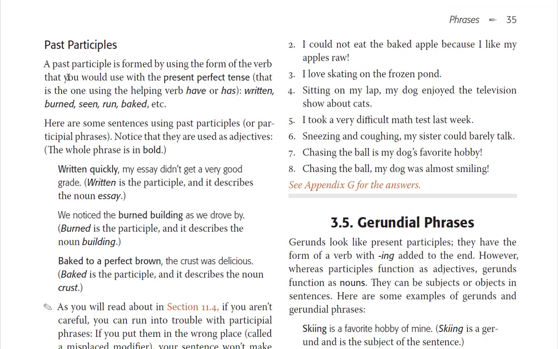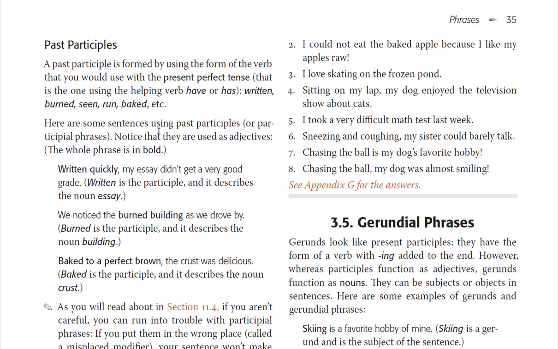Past participle. A past participle is formed by using the form of the verb that you would use with the present perfect tense. That is the one using the helping verb have or has. Have written, has written, have burned, have seen, has run, have baked, has baked. So when you use the past participle from the present perfect tense as an adjective, you could use it as an adjective or a subject, but mainly use it as an adjective.